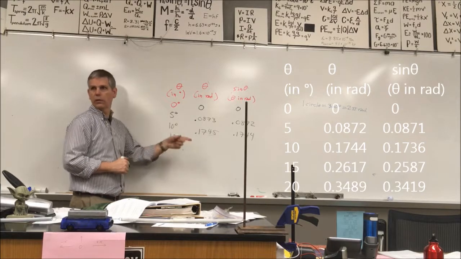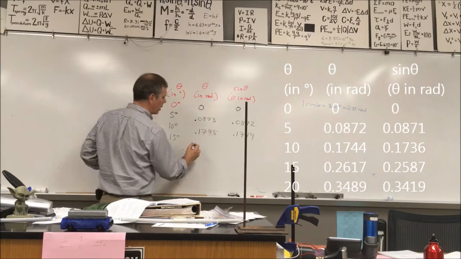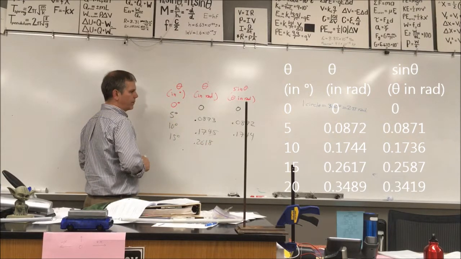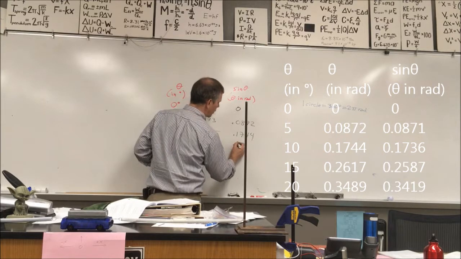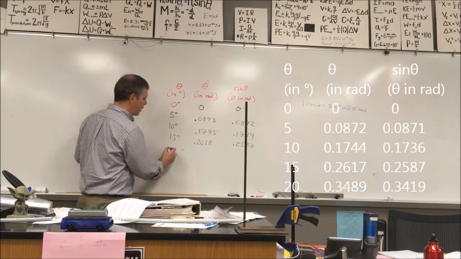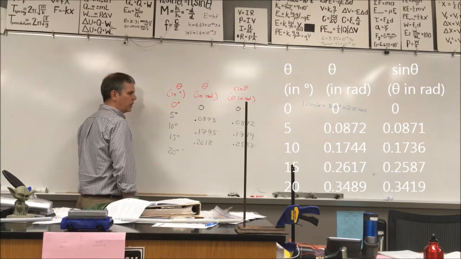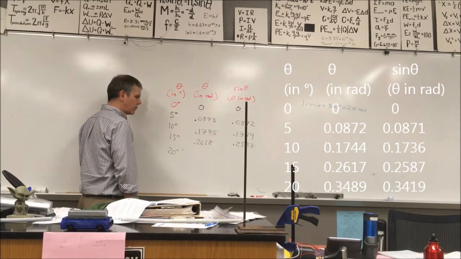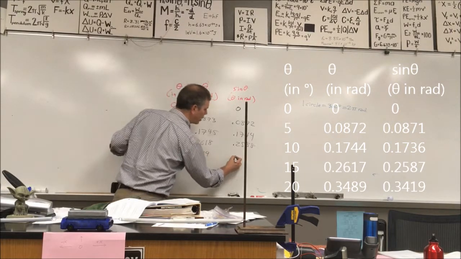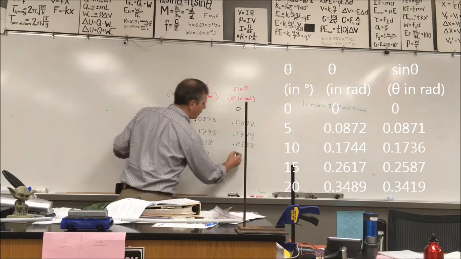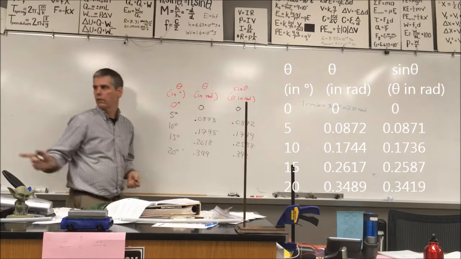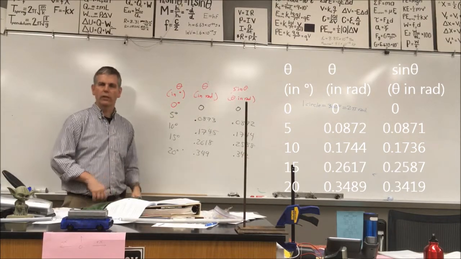You guys agree on those numbers? 0.2618. Now take the sine of it. 0.2588. Oh, it's diverging a bit, isn't it? Now I want 20 degrees. 0.349. And over here, 0.342. You notice it's diverging more, isn't it?